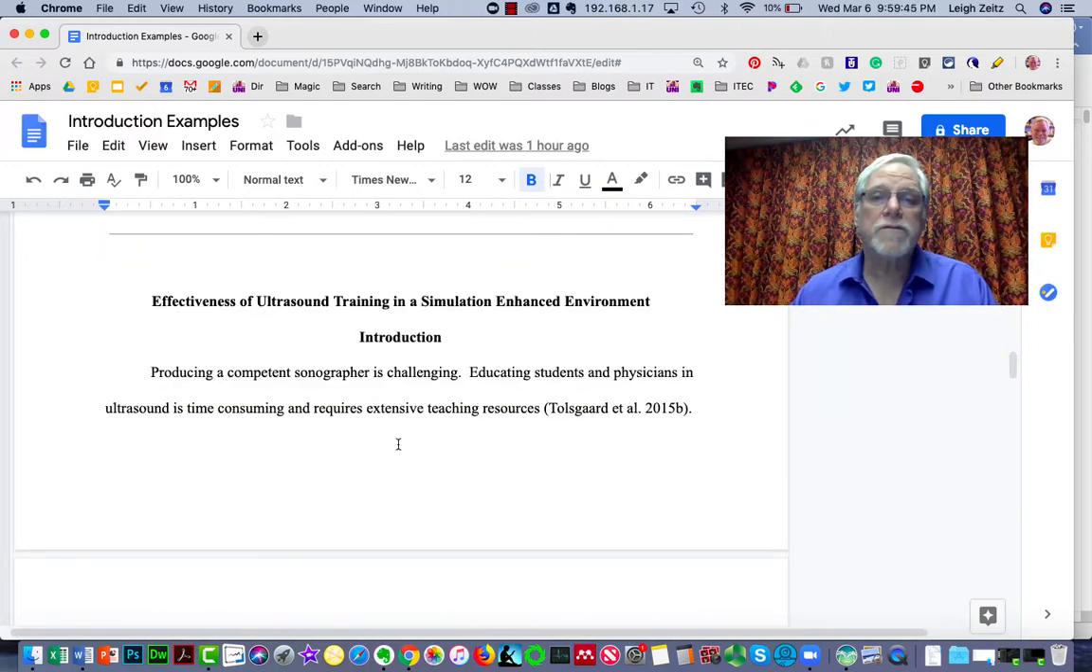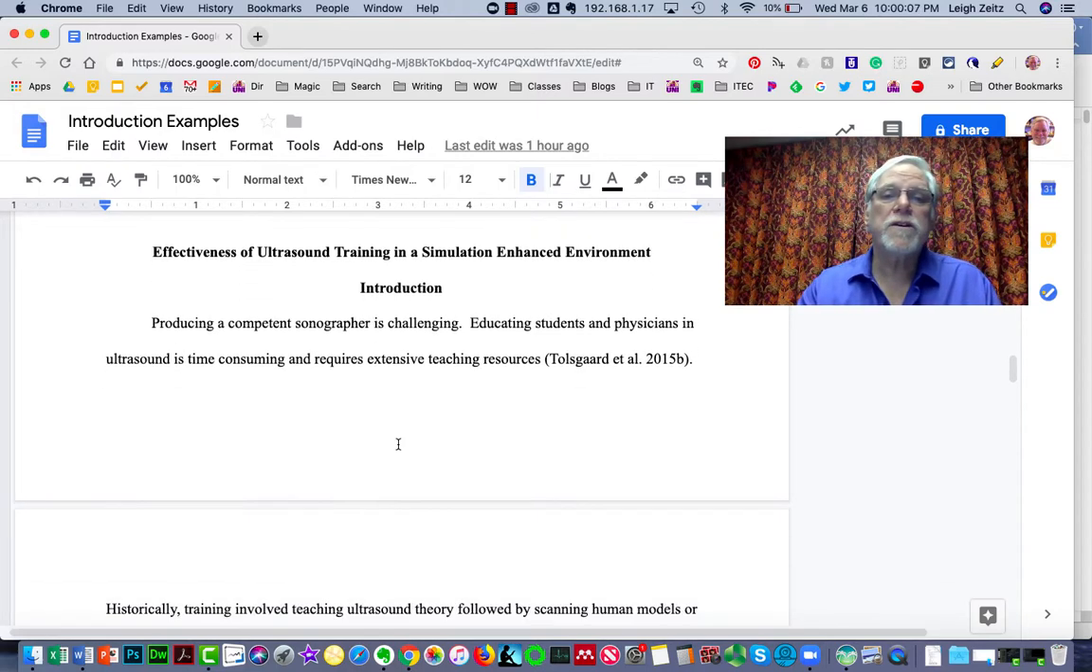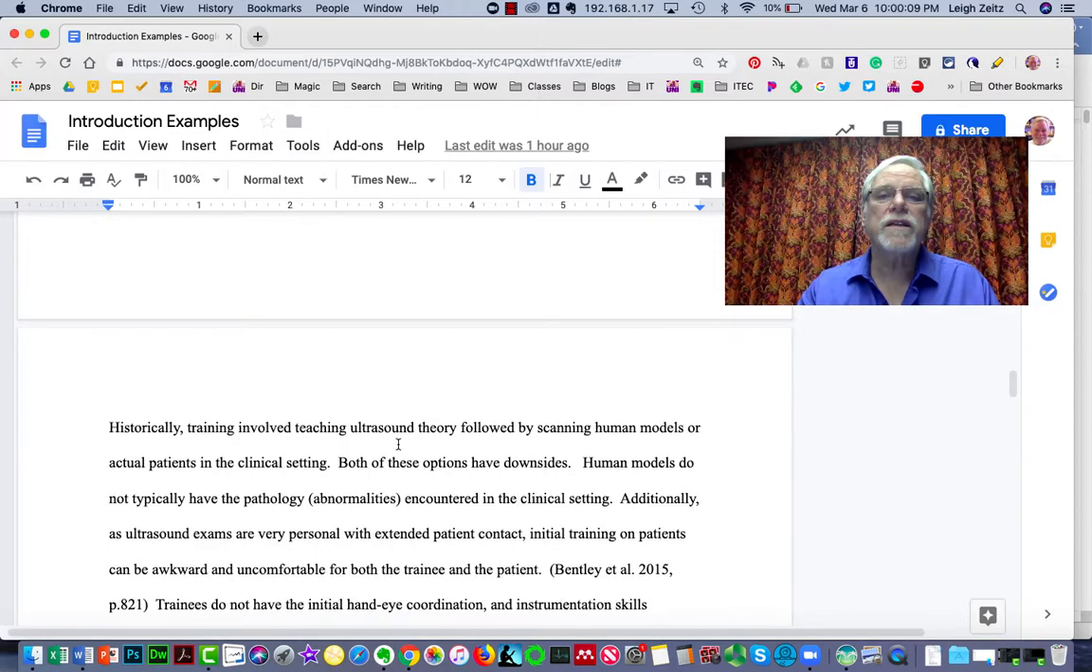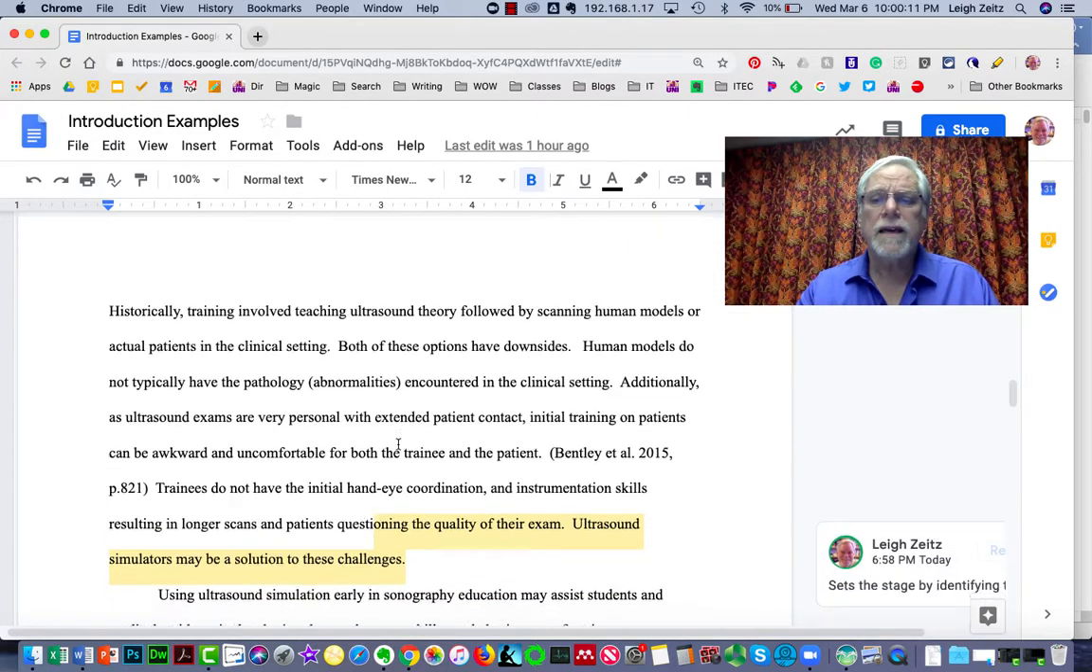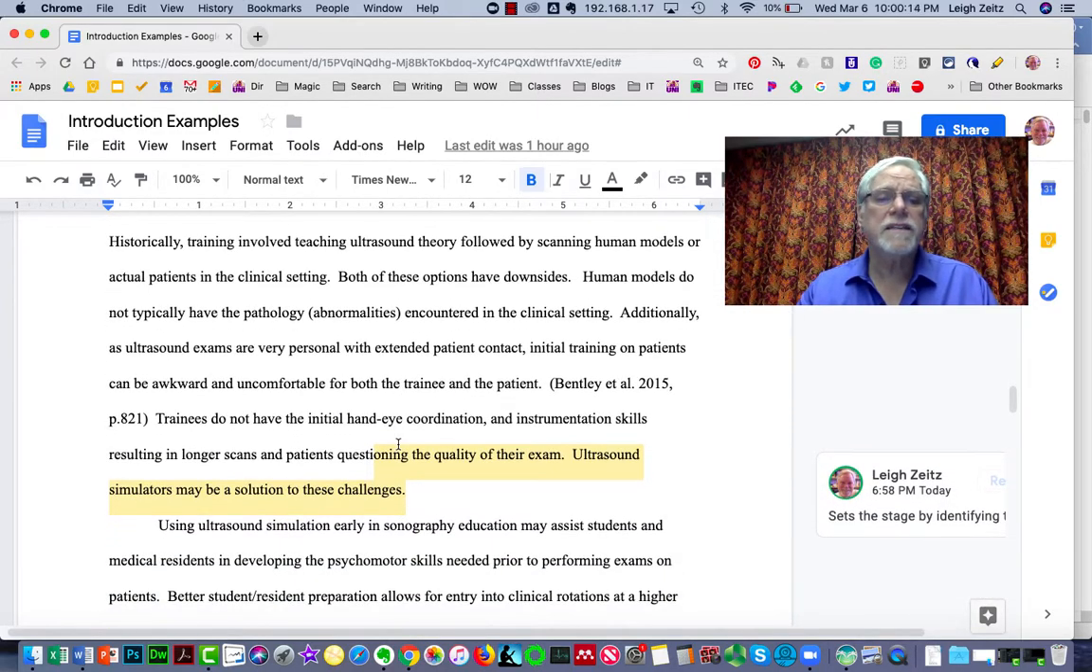So I have one more example for you. It's called The Effectiveness of Ultrasound Training in a Simulation Enhanced Environment. Now this is one where we're going to be taking a look at the research that identifies the success of actually using simulations rather than the real thing for ultrasound training. So the very first paragraph is not really a story, but it talks about the need. It sets the stage, it identifies the need, and that this may be the solution.